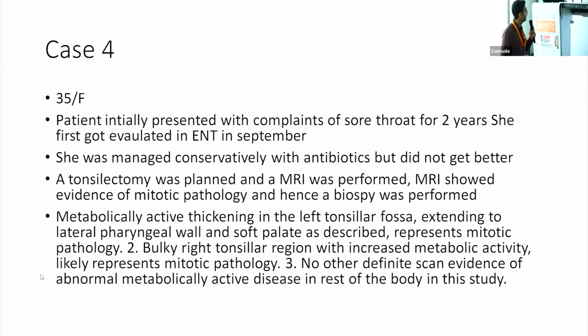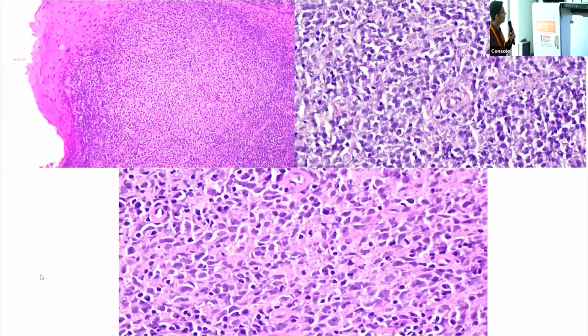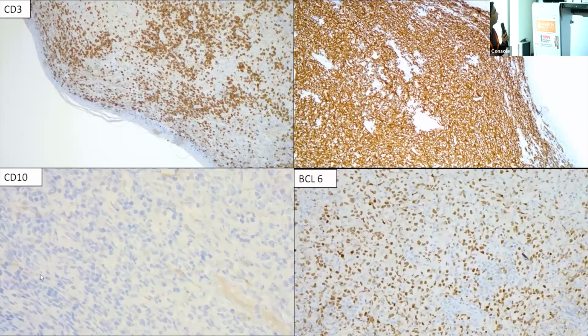This is another case, a 35-year-old female who presented with a history of sore throat for 2 years. So we can see this is squamous mucosa and the underlying lymphoid cells, which are very large in size and showing frequent mitosis. CD3 is showing dispersed positivity, and CD20 is diffuse and strong positive. So the diffuse positivity for a particular marker is very helpful to assess whether we are dealing with a lymphoma or a reactive process.